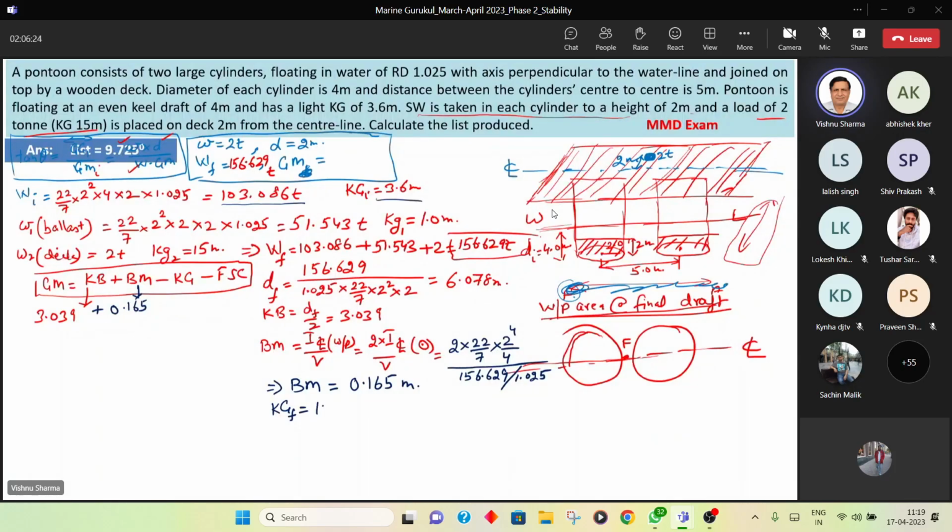So initial vertical moment is 103.086 into 3.6, plus what are the weights added? Weight added is ballast. What is the weight of the ballast? It is 51.543. What is its KG? It's written as 1 meter here already. Plus the vertical moment of the weight on deck, 2 tons into 15. Divide by the final displacement of 156.629.